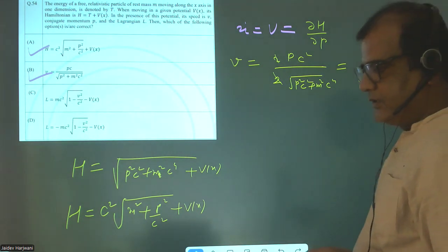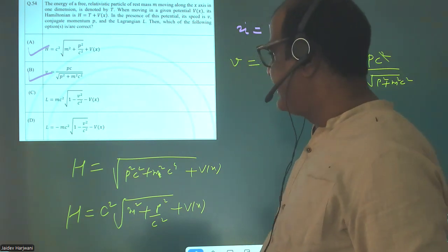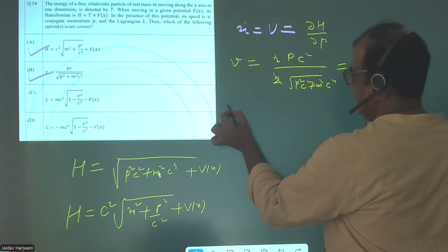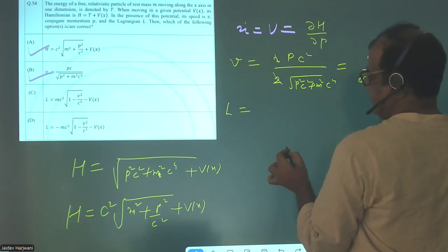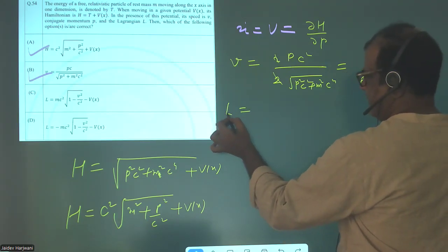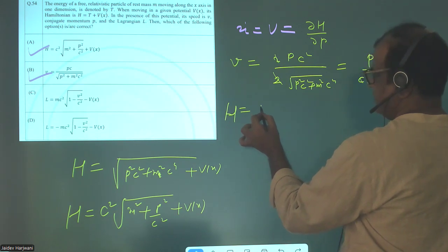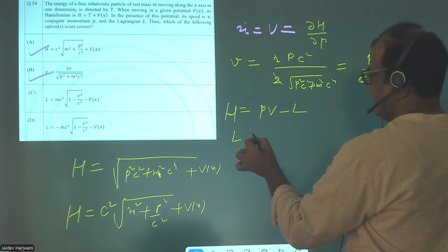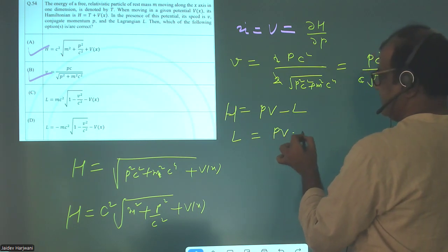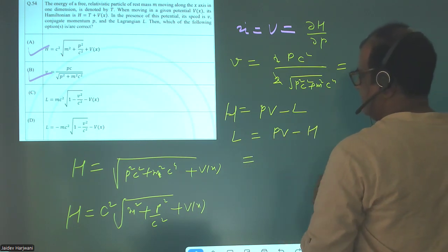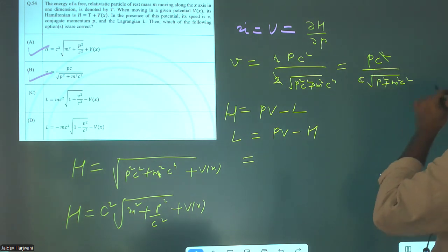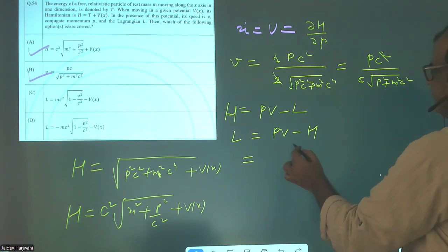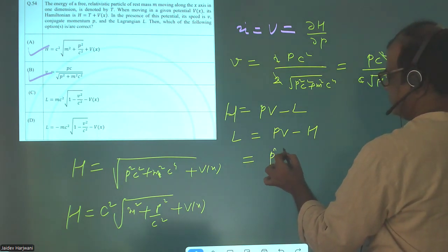Now let us go for the Lagrangian. So what is the Lagrangian L? Because you know the Hamiltonian H is pv minus L, from here I can find L is pv minus H. The p value and the v value we already have, so you can put the values here. So this gives me p square.